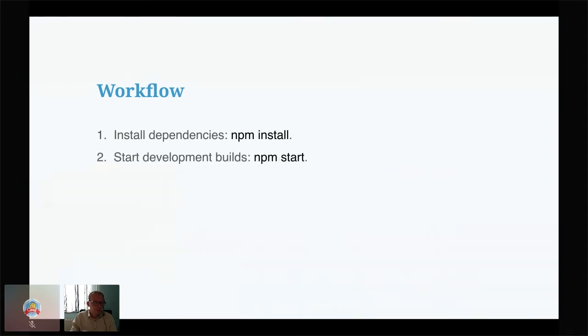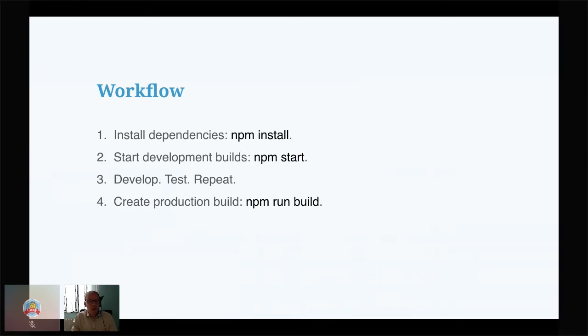With a setup in place, the standard workflow looks as follows. You copy your project locally, and you install dependencies with npm install. Then you start development using npm start as described. Then you develop, test, repeat. As soon as you decide that your code is ready, you can create a production build using npm run build.